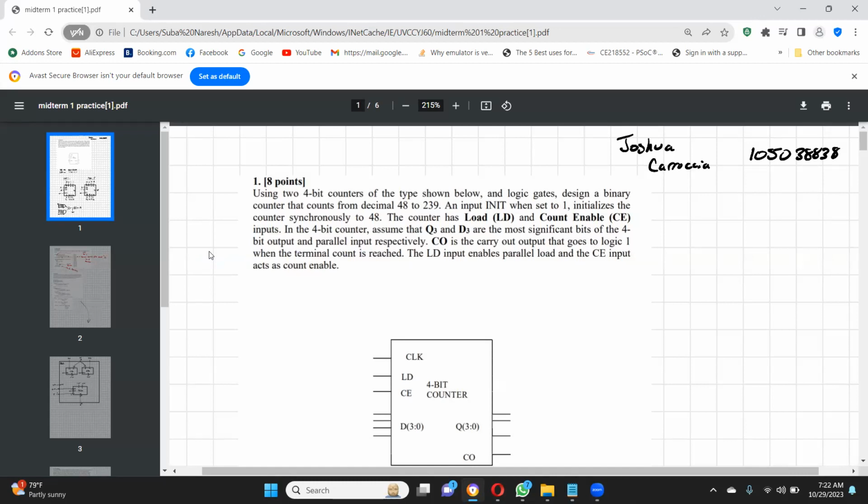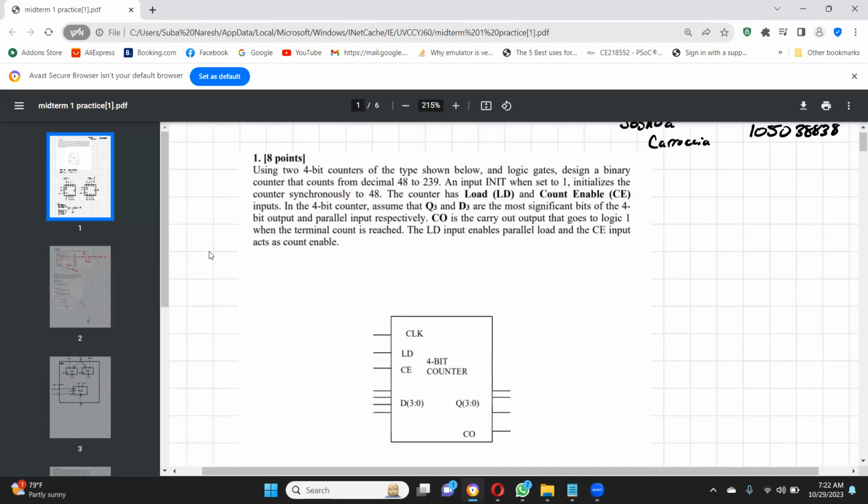We know that. And parallel inputs are respectively. That's fine. CO is the carry output. What is the carry output? Why do you need that? When it reaches 1111, it adds another one, and then it has to go to the next counter, right? The output of CO should be passed to the next 4-bit counter. So you need a carry out, right? You understand this? It goes to logic 1 when the terminal count is reached. Once 1111 is reached, it has to go to the next count, right?